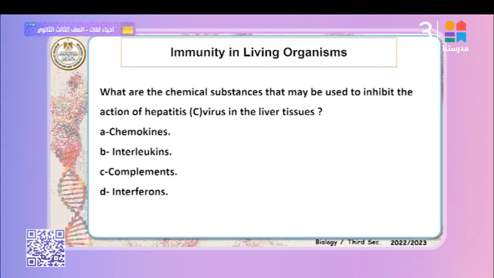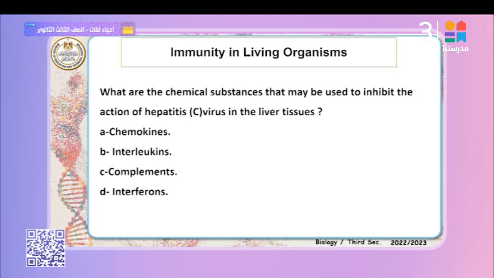It's infected, especially from the cells infected with virus, to prevent reproduction of the virus and struggle against its invasion of the microbe and the pathogen. So, the best answer related to this question: what are the chemical substances that may be used to inhibit the action of hepatitis C virus in the liver tissue? Chemokines? No. Interleukins? No. Complements? No. The best answer, interferons.